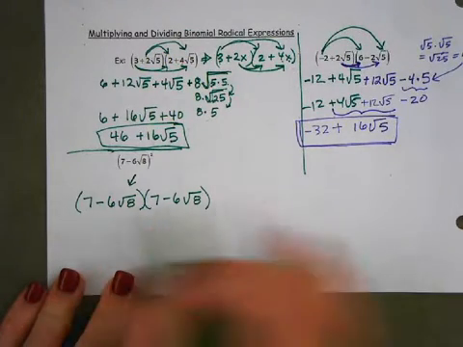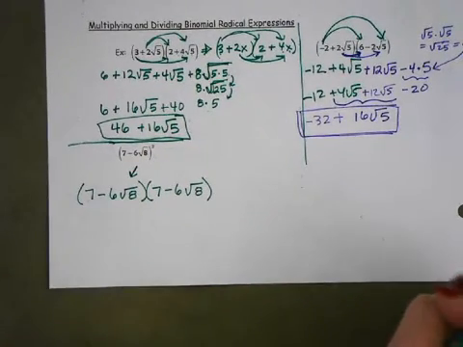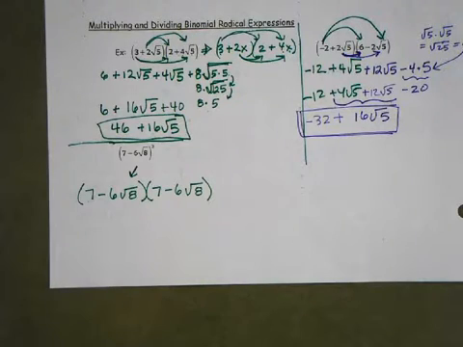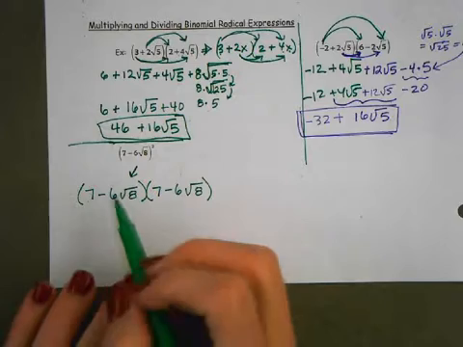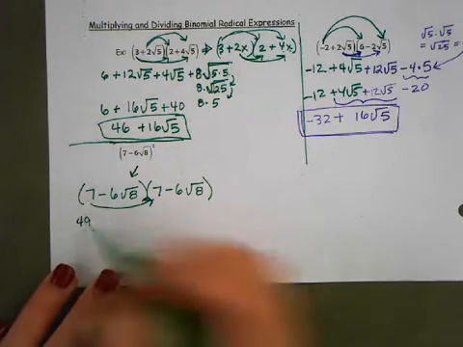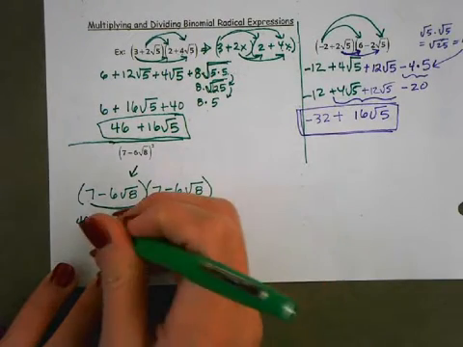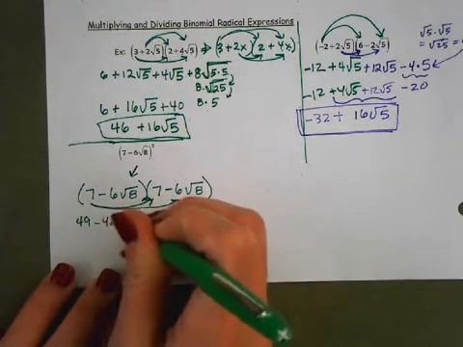So now that I've rewritten it like that, what do I need to do? Go through the distributive property, right? Alright, go ahead and give it a shot. Okay, just real quickly, it looks like a lot of you guys got it. So 7 times 7 is 49. Then I have a 7 times a negative 6 square root of 8. That's going to be minus 42 square root of 8.